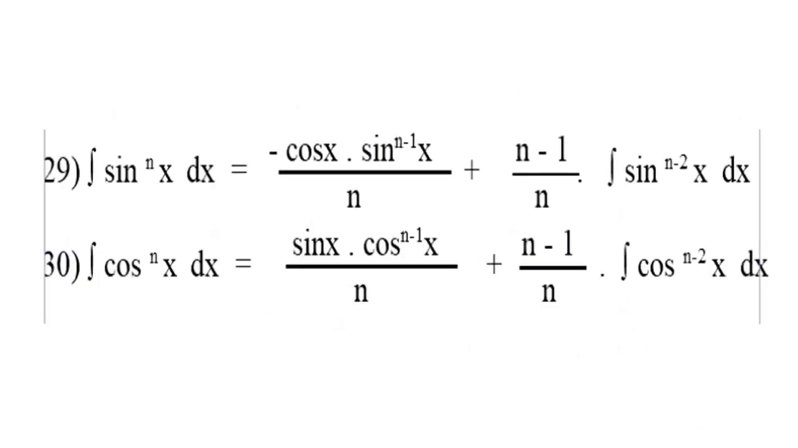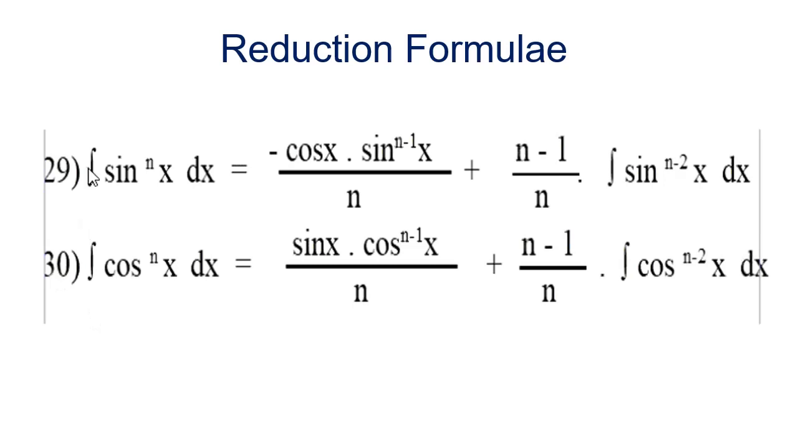Okay, so here are the two reduction formulas for integrating sine raised to some power of x dx. Integral of sine raised to n x dx is equal to minus cos x into sine raised to n minus 1 x upon n plus n minus 1 upon n into integral of sine raised to n minus 2 x dx. And last here, integral of cos raised to n x dx is equal to sine x into cos raised to n minus 1 x upon n plus n minus 1 upon n into integral of cos raised to n minus 2 of x dx. So here are some formulas.